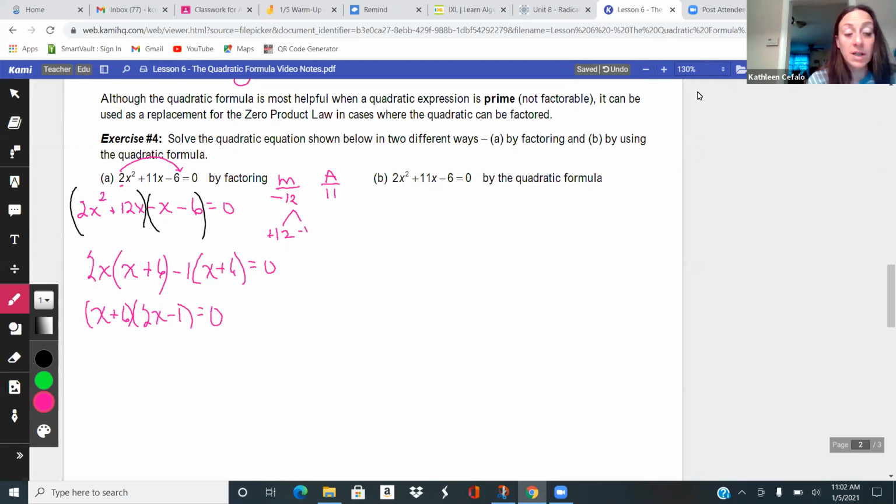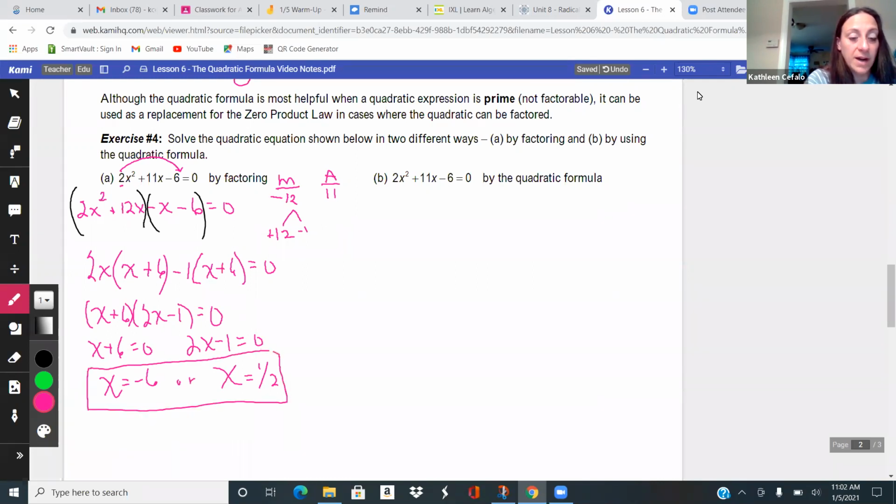Okay, and if we were to solve at this point, we set each of these equal to 0, and we solve for x. So I can see here x should equal negative 6, and on this side, if we solve, x would equal 1/2. So these would be our two answers, and we solved that by factoring. So that's something that we've done. Okay, but we can also do this by the quadratic formula.